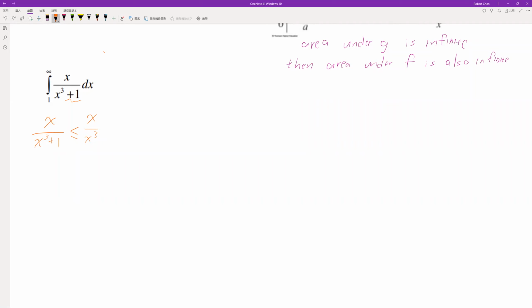Right? The greater the denominator, the smaller the value is. So that can be simplified into 1 over x squared for x greater than or equal to 1. Okay, so since this is the larger one, 1 over x squared is the larger function than x over x cubed plus 1. If we can show that it's convergent, then the smaller one will also be convergent. Okay, so let's do that.